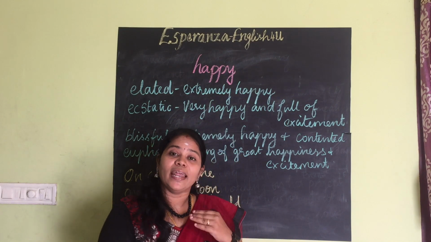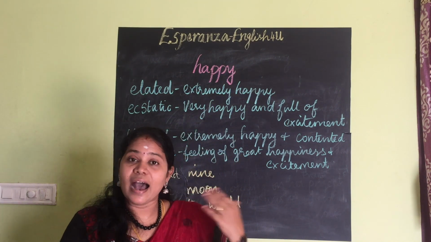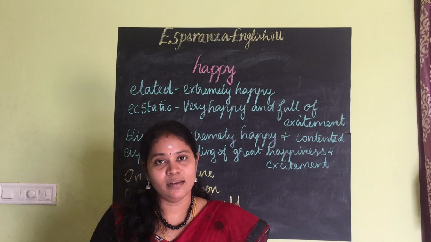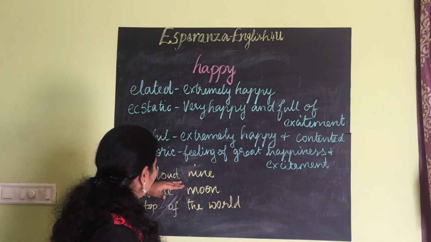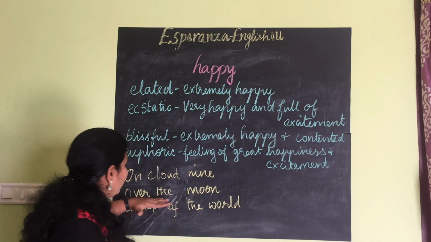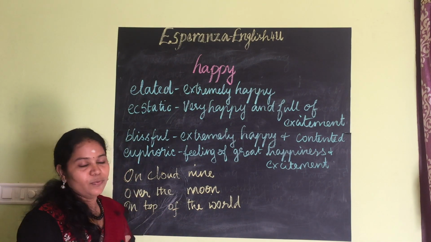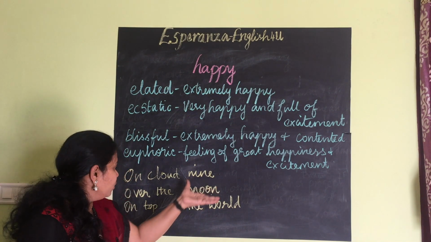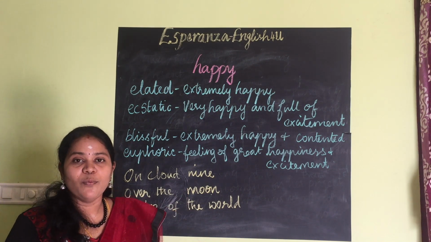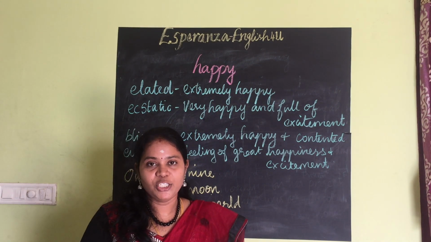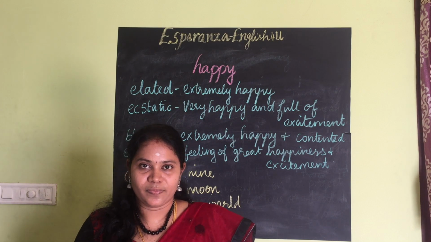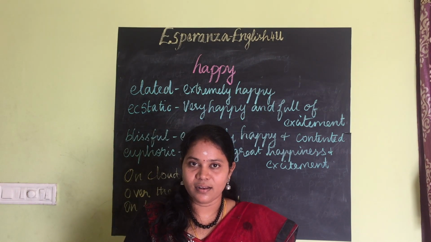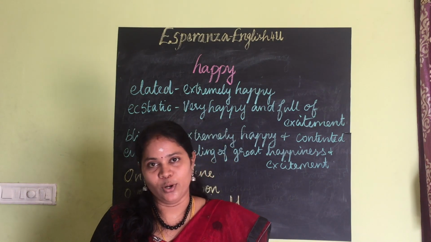Clear? So for extremely happy, we can use other idioms also. That is on cloud nine, over the moon, on top of the world. So for extremely happy, you can use these things also. She was on cloud nine when she received a job. She was on cloud nine when she got the appointment order.